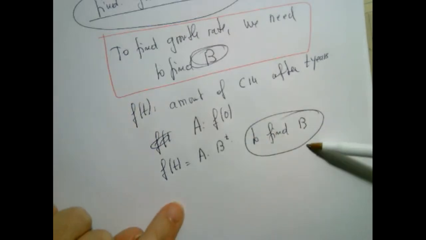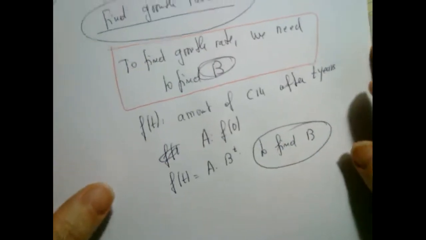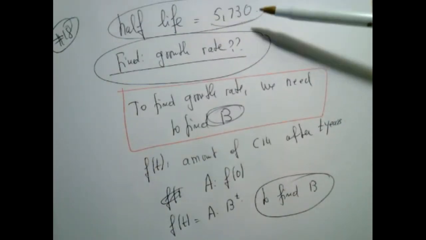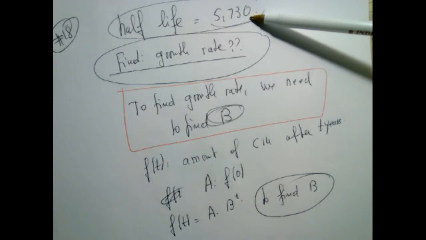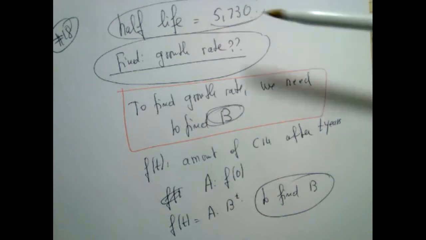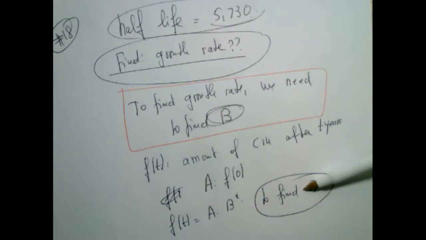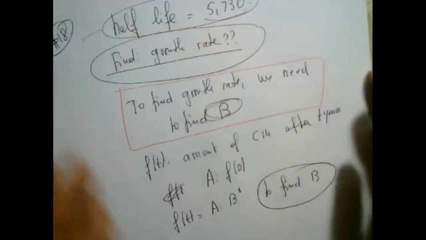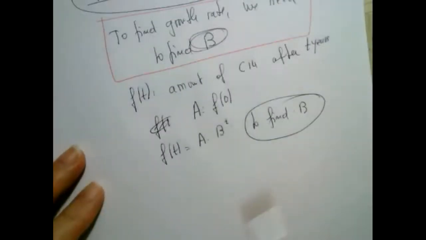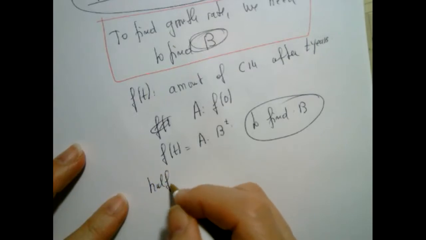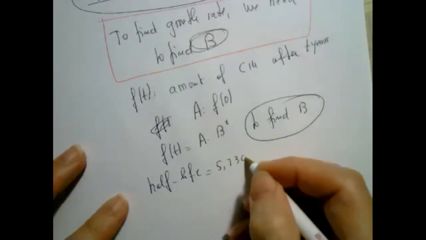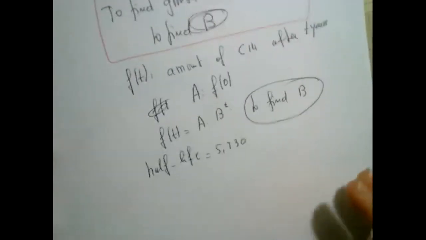So I need an equation which will allow me to solve for B. What's the equation that will allow me to solve for B? How can I use this information? That's what's given to me to find the B. So half-life is 5,730 years. How can I use this info?